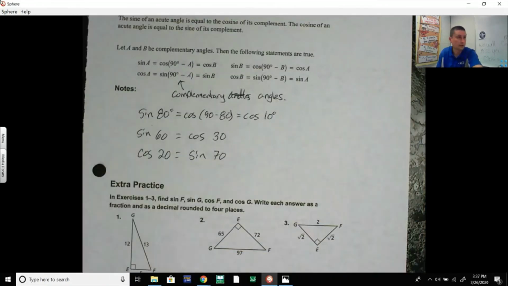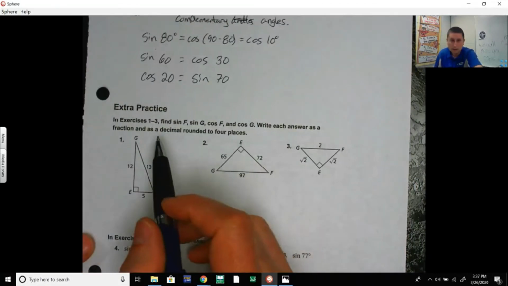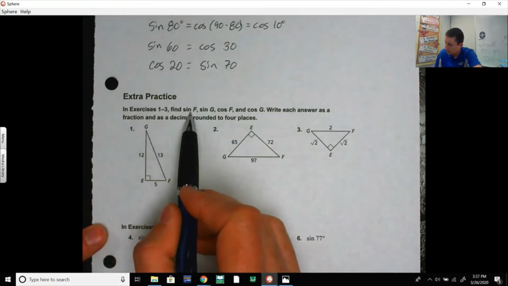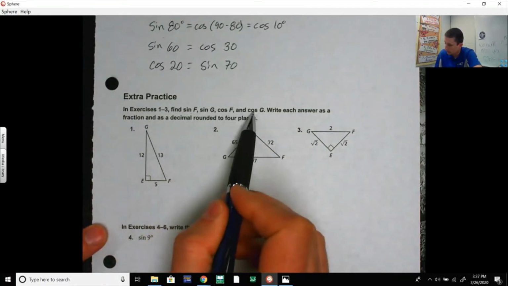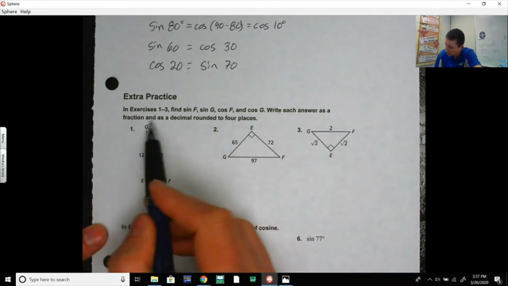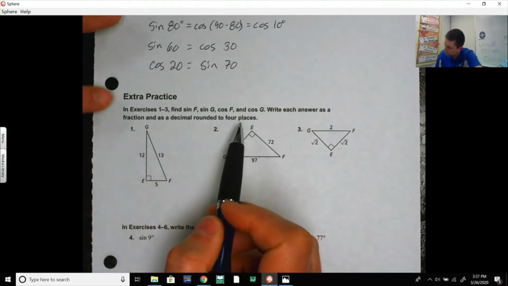So your questions, make sure I have the right ones here. Yep. Okay, a lot of those examples right here. So they want to find the sine of f, the sine of g, the cosine of f, and the cosine of g. Write each answer as a fraction and as a decimal rounded to 4 decimal places.